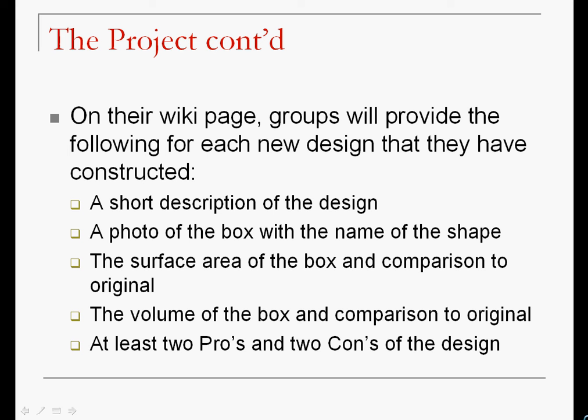They also provide me with the surface area of the box and how that compares to the original. Did they save money by using less cardboard? Does it use more cardboard than the original? And they also include the volume of the box and how that compares to the original. Does it take up more or less space? I also have them finally provide me with at least 2 pros and 2 cons of their designs. Typical pros and cons are whether or not the box is stackable on a grocery store shelf, whether or not consumers will like it, whether or not it saves on surface area or volume.